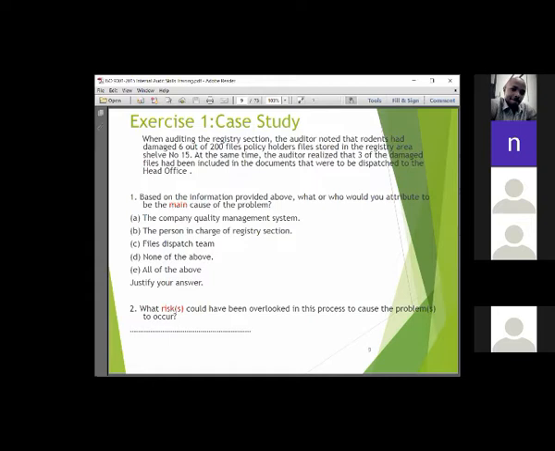Okay. I still go for A. For A. Yes. And Mutia will go for what? After considering all the main causes, I'd go for the company quality management system. Okay, that's good. Dennis and the rest of the team, are you convinced that it's the system?